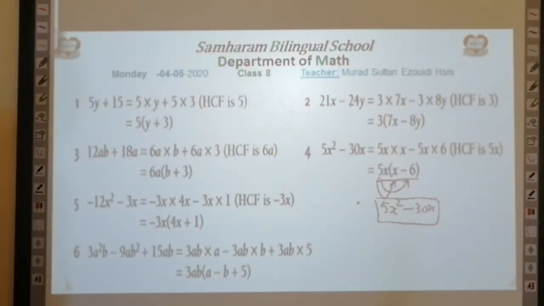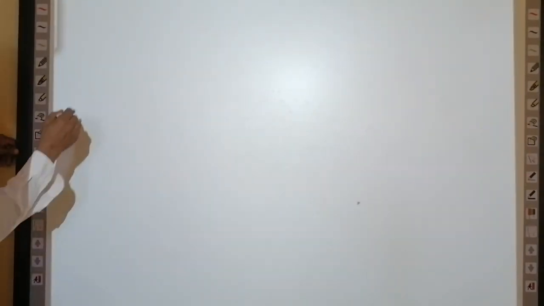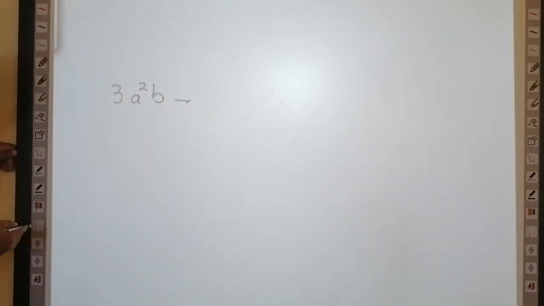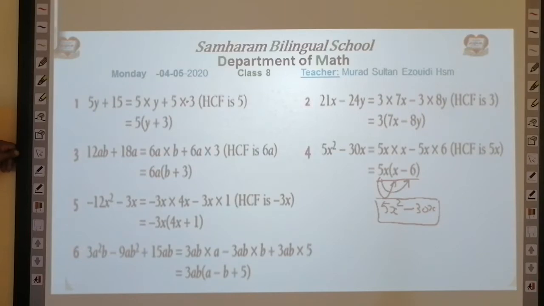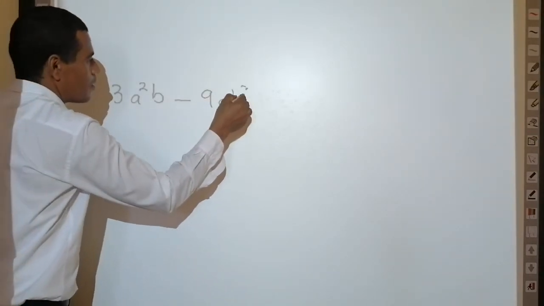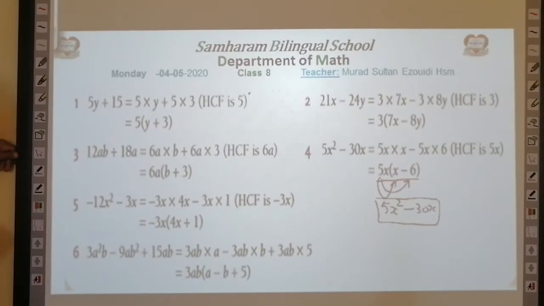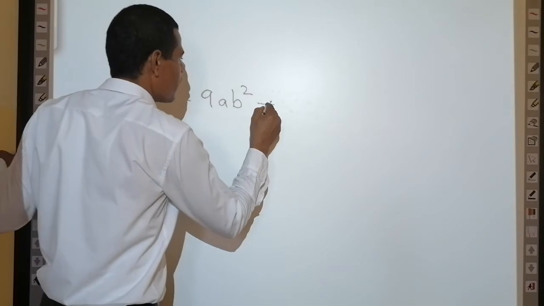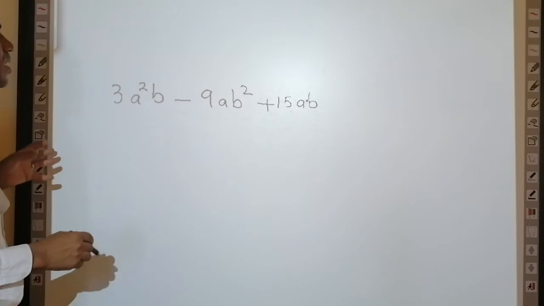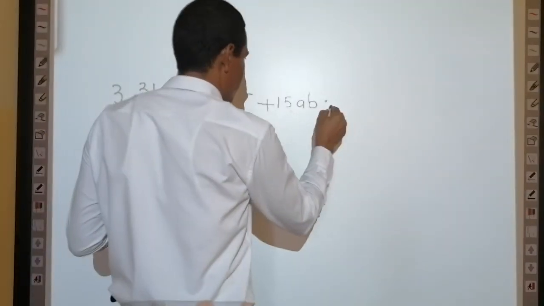Then now 3a squared b, minus 9ab squared, plus 15ab. Okay, this, my learners, I will try to factorize it.